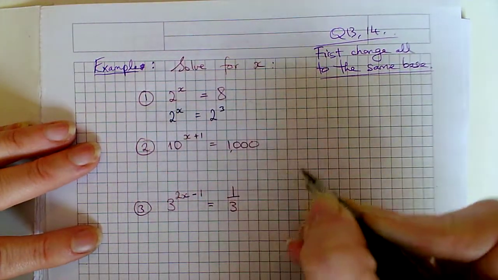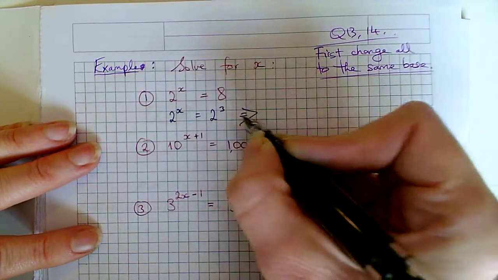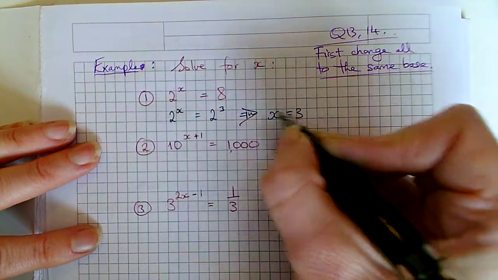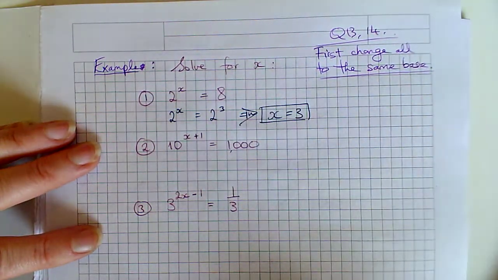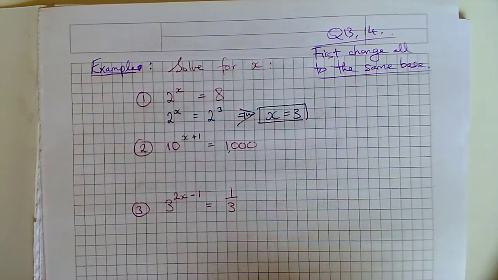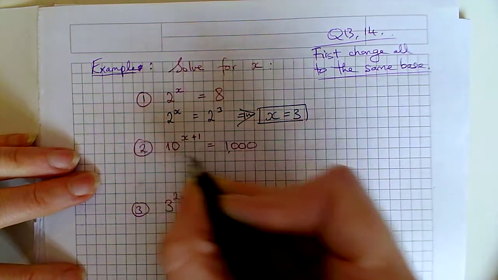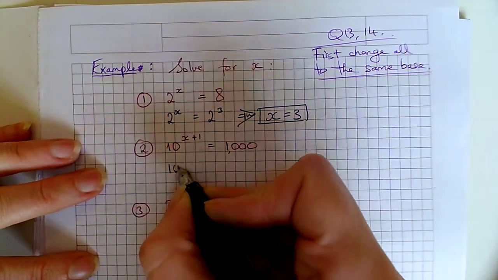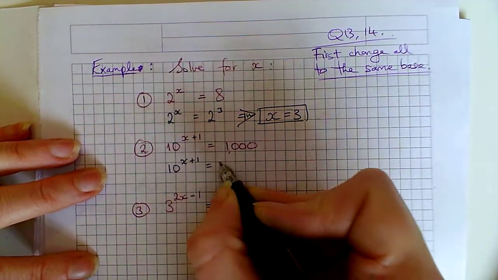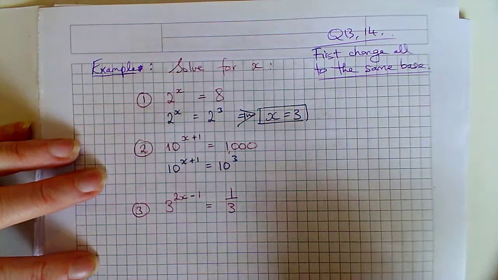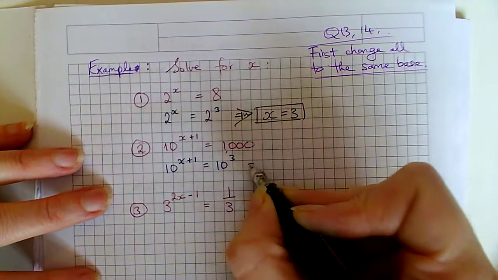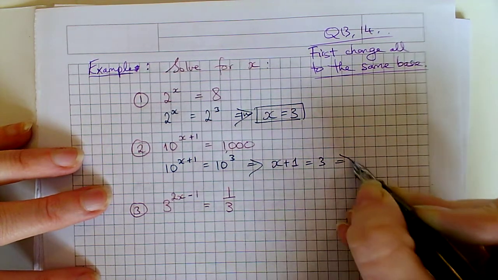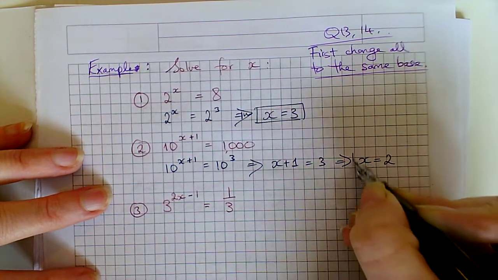So 2 to the power of x is equal to 2 to the power of 3, and now I can apply my magic law and say that x is equal to 3. And that's it. It's as simple as that. The next one, again, they're not to the same base, but 1000 can be written as 10 to the power of 3. Remember our cubes. So that means that x plus 1 is equal to 3, and x is equal to 2.